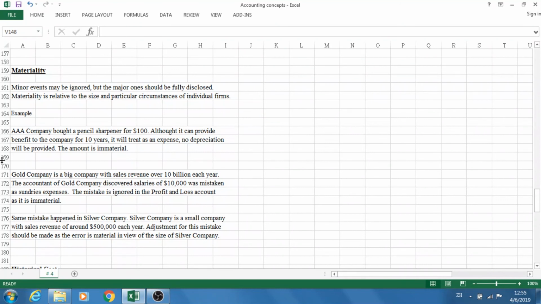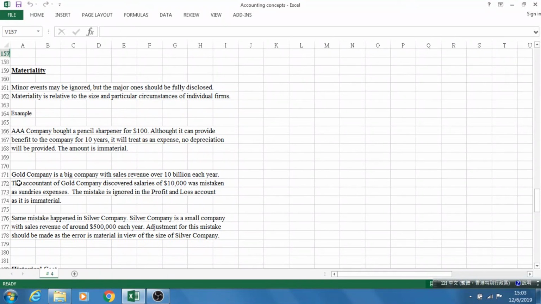Example: AAA company bought a pencil sharpener for $100. Although it can provide benefit to the company for 10 years, it will treat it as an expense. No depreciation will be provided. The amount is immaterial.